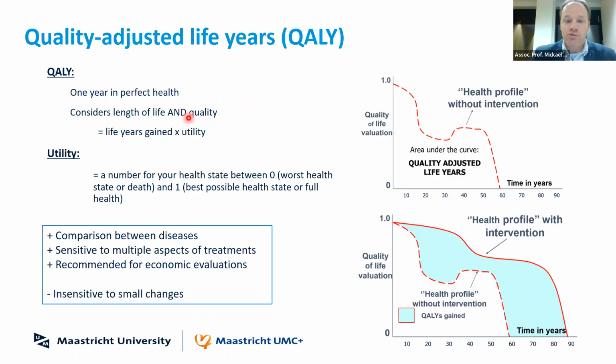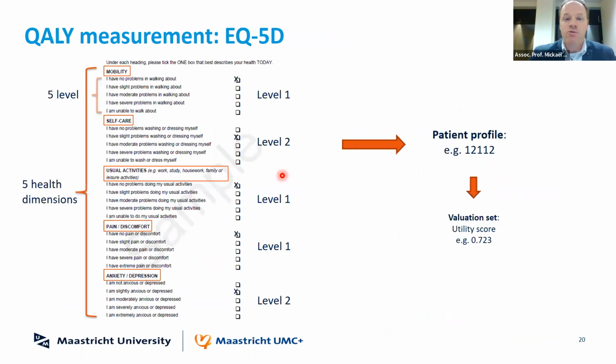To measure the utility, the score between 0 and 1, we typically use an instrument like the EQ5D. We can also use the SF36. The EQ5D is a simple 5 health dimension questionnaire, and each dimension, mobility, self-care, usual activities, pain/discomfort, anxiety/depression, has 5 possible levels. And thus we ask the patient to select one level for each dimension.